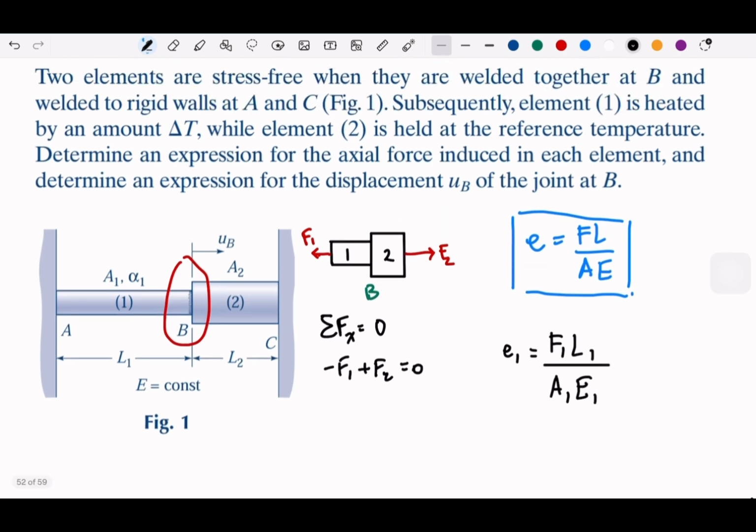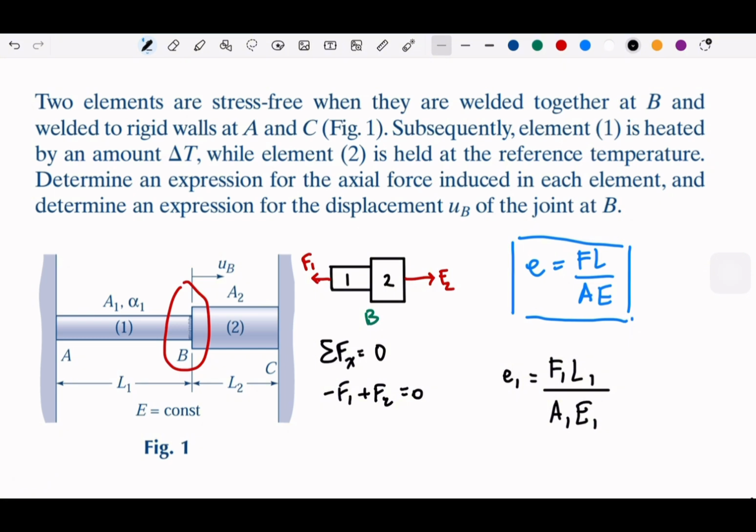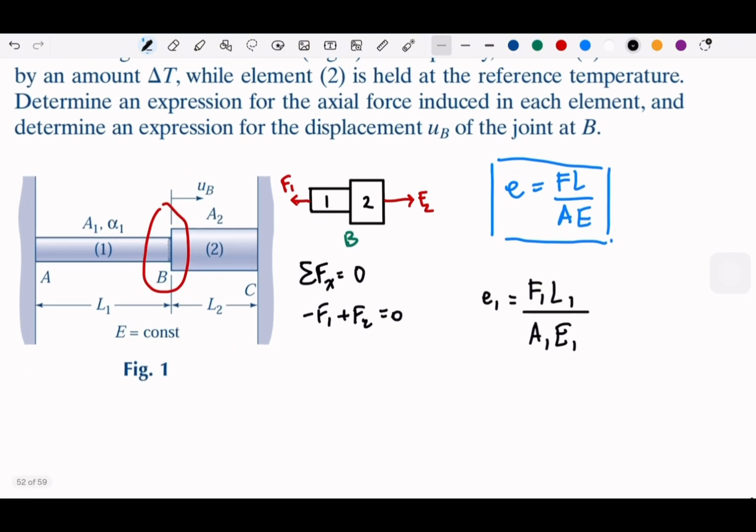But since element 1 is heated, it will have a different temperature, so we need to add the expansion by the temperature. If you remember, this is taken by alpha, which is the coefficient, the length, and also the delta T. This is very simple from a physics perspective. Every time we have a change in temperature, it is going to change the length, so we just add the elongation from the temperature. This is the temperature effect. And for element 2, nothing happened, so we only add the normal elongation.